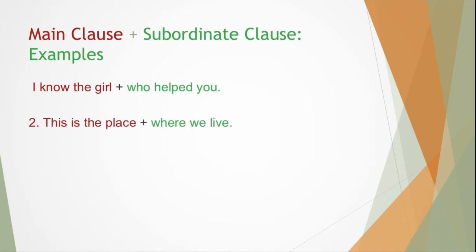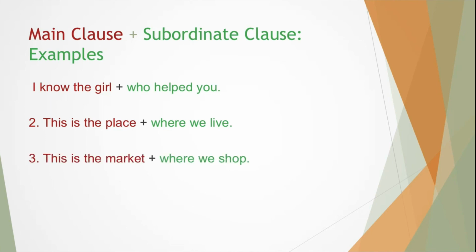The second sentence is, this is the place where we live. All right, where we live does not make sense on its own in spite of the fact that it contains subject and predicate. However, this is the place does make sense. So where we live has to depend on this is the place to make sense. Hence, it is the subordinate clause.